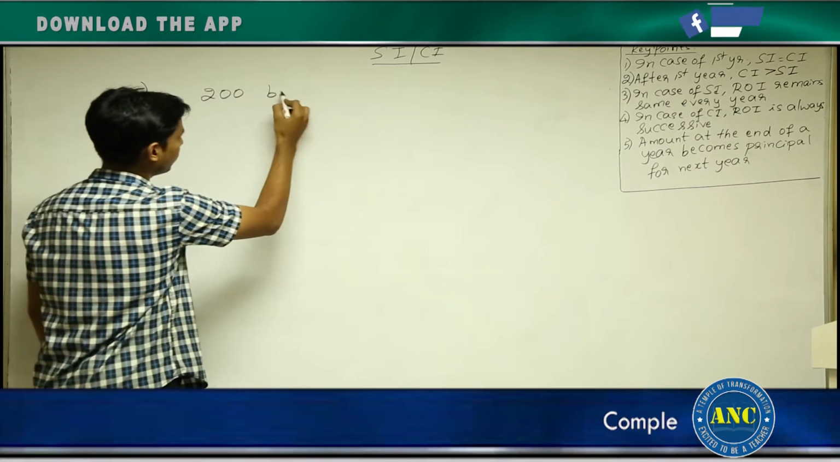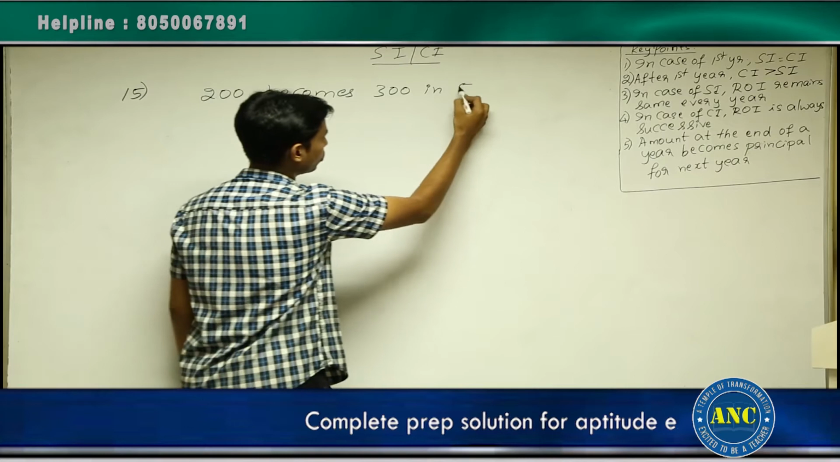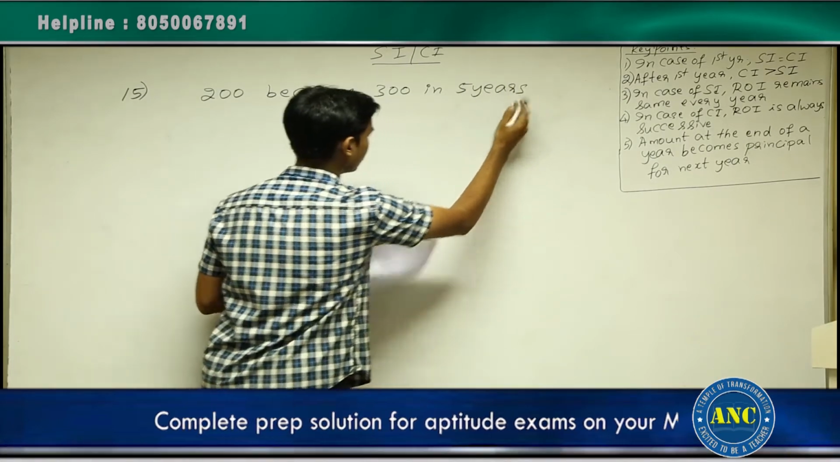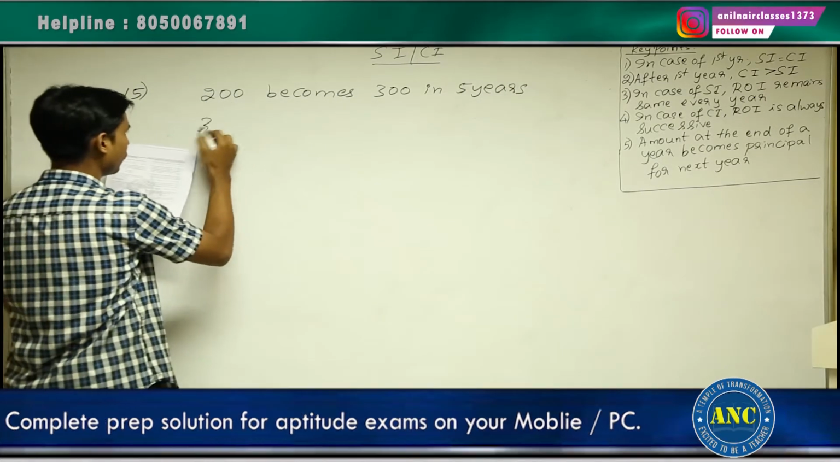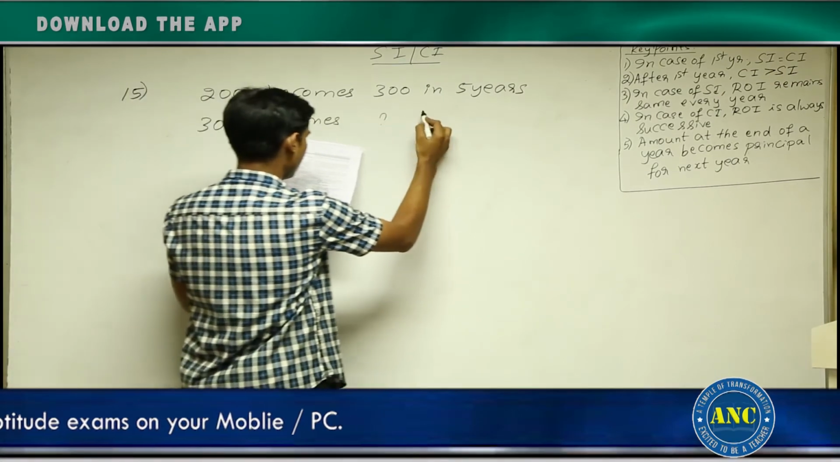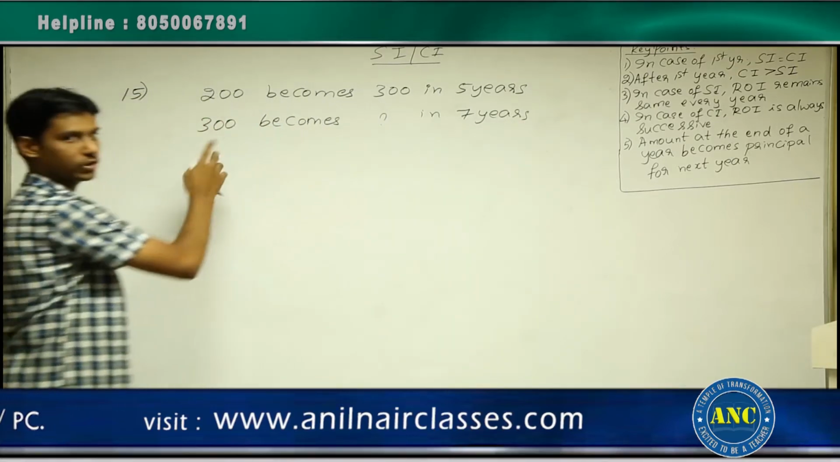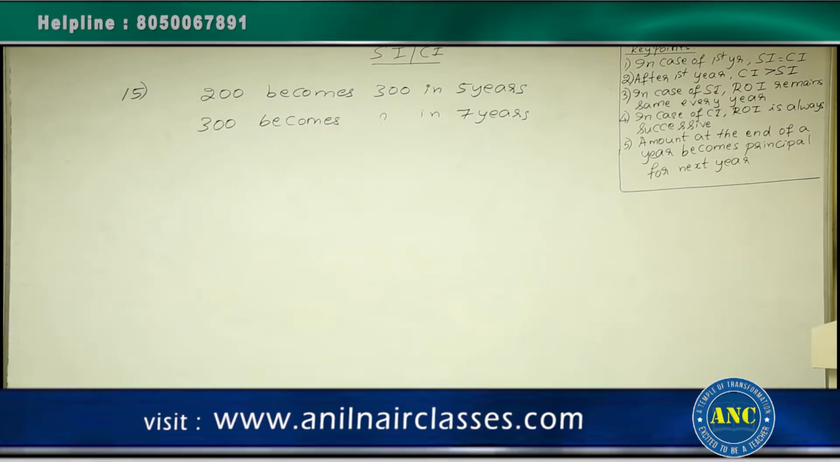200 becomes 300 in 5 years. How much will the sum of 300 become in 7 years? This is the question. Now the principal value is changing. No change in approach.